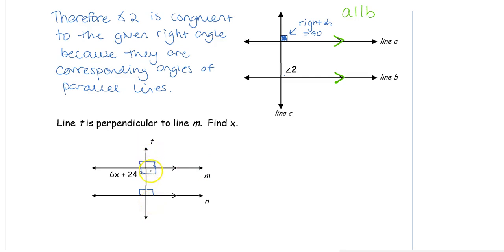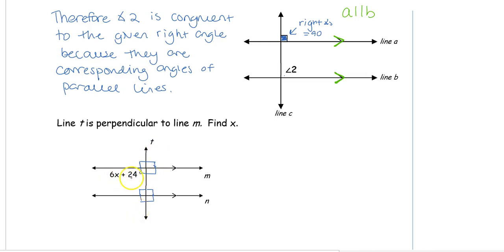I could either use my linear relationship, I can use vertical angle relationships, jumping from one parallel line to the other. I can use alternate interior, same side interior. Any way you look at it, if one angle is perpendicular, they all are going to be perpendicular. So this makes this really easy.